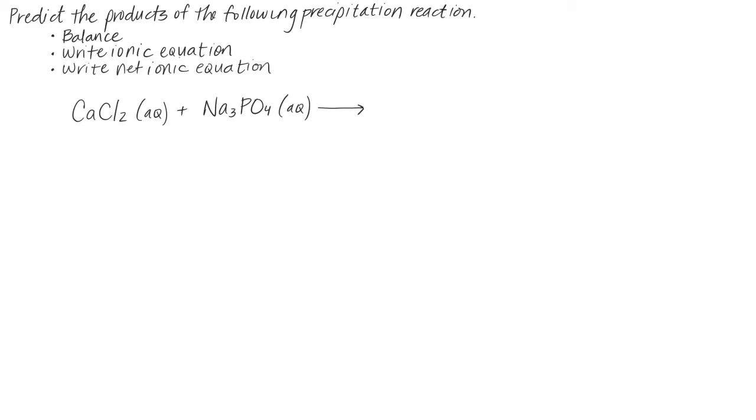Aqueous calcium chloride and aqueous sodium phosphate react to form two products, one of which is a solid in this precipitation reaction. So first let's predict the products. Remember that precipitation reactions are double displacement, which means that the cation from one compound will hook up with the anion from the other.